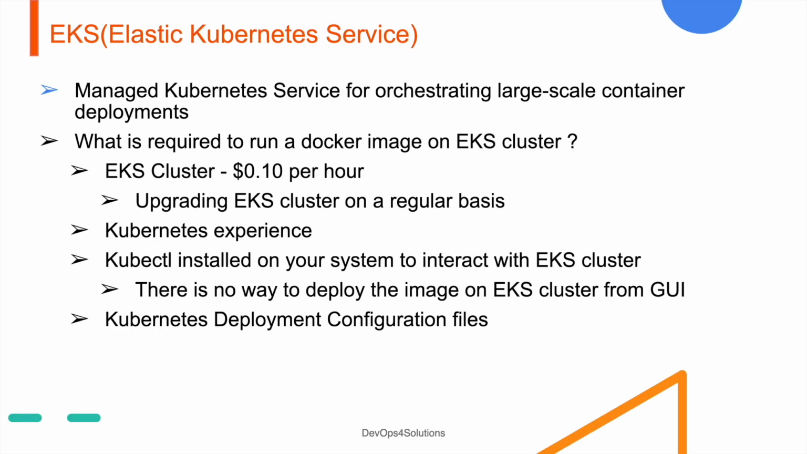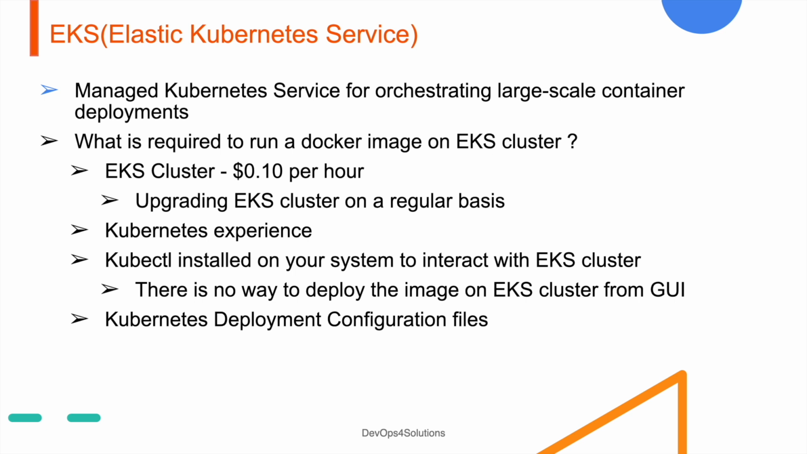Now let's talk about the Elastic Kubernetes Service. This is a managed Kubernetes service which is used for orchestrating large scale container deployments. Basically, Kubernetes is mostly used for complex applications and for large scale container deployments. What is required to run a Docker image on an EKS cluster? First you need an EKS cluster, similar to how we have an ECS cluster.